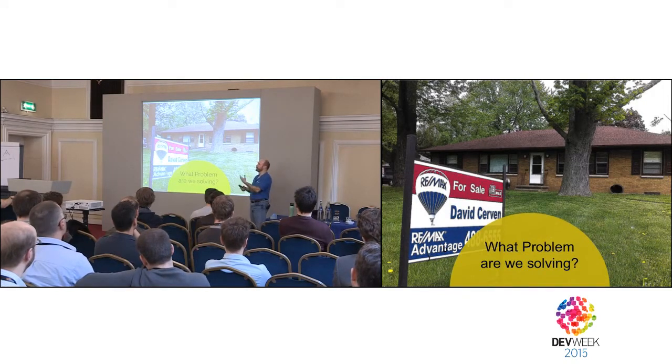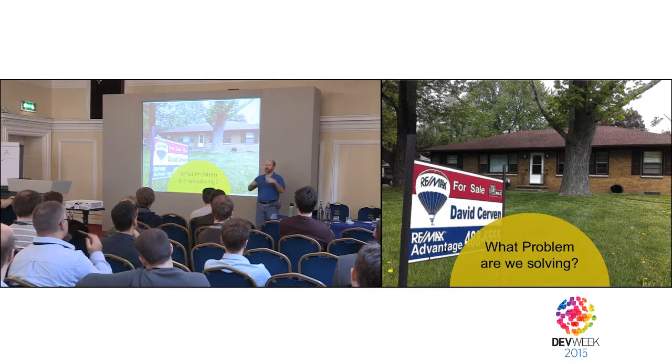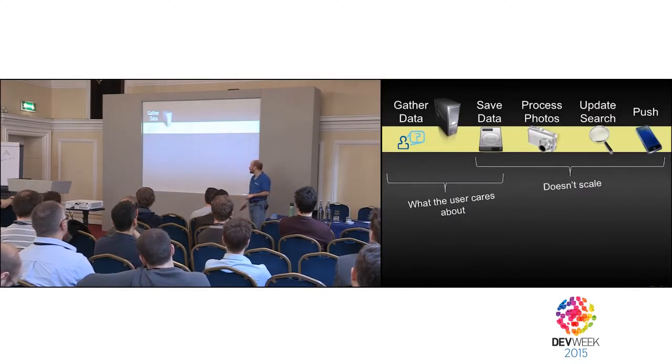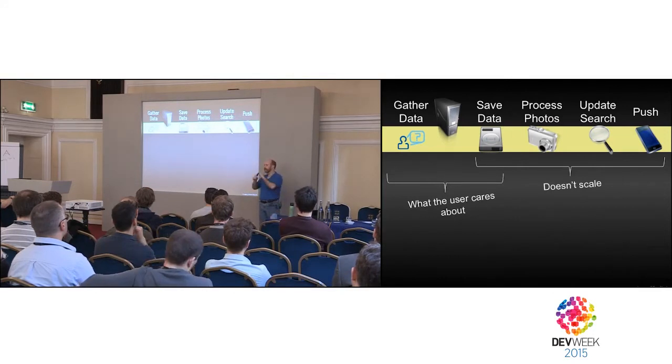And so he was talking about it would be awesome to have an app to show up at a house, walk through, write down all the information about the house, how are we going to sell this, package it up, how many rooms does it have, how many bathrooms, et cetera, and then post that up. So he was looking for something like this. So we're going to go out, we're going to gather the data. That data is going to get saved, we're going to process some photos, right? We're going to update search, and we're going to push a notification to people to say, hey, if you happen to be interested in this area, or you happen to be interested in a four-bedroom apartment or a four-bedroom condo, then they've become available.